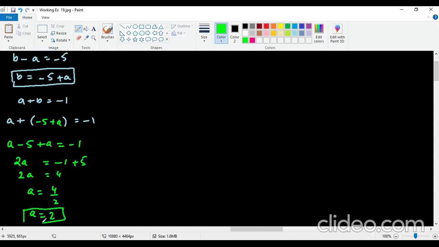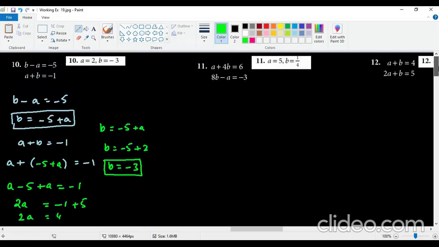Now we'll find the value of b. It says that minus 5 plus a is the value of b. That means minus 5 plus 2. That means b is equal to negative 3 as the answer.